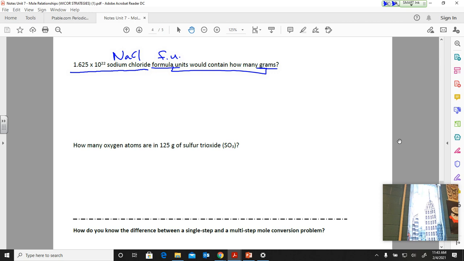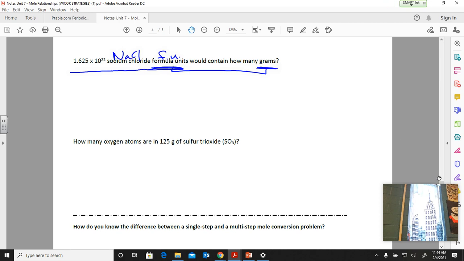I mentioned this in our last notes video, but I need to remind you. How do you know it's a 2-step problem? When you get to your quizzes or your tests, how can you differentiate last week's 1-step problems from this week's 2-step problems? In these problems, you are given a particle, so a formula unit, an atom, or a molecule, and you're asked to get to a gram. Or you are given a gram and asked to get to a formula unit. Either way, you are going from particles to grams or grams to particles.